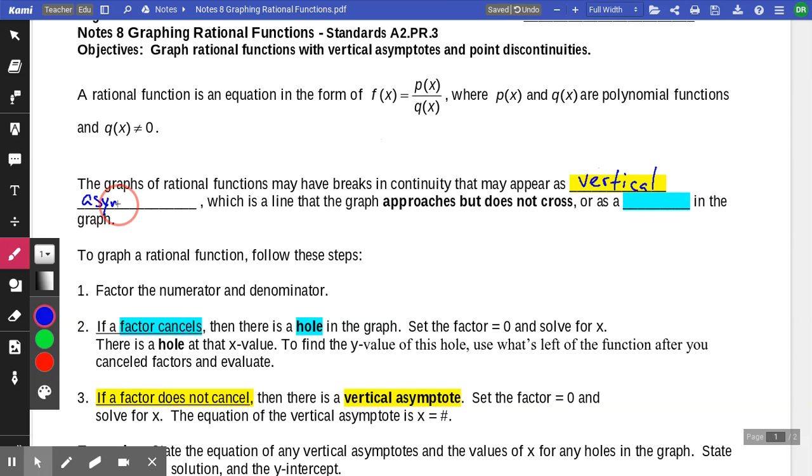which are vertical lines, right? So they're going to be vertical lines that the graph tries to get close to, but it can't actually cross it. We're going to see a couple of cases of that today.